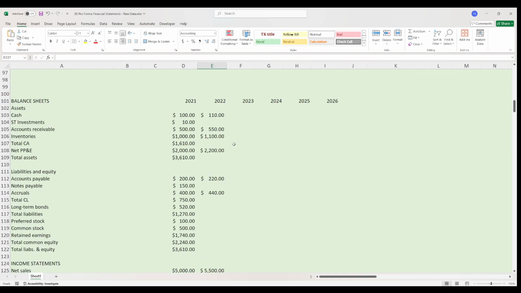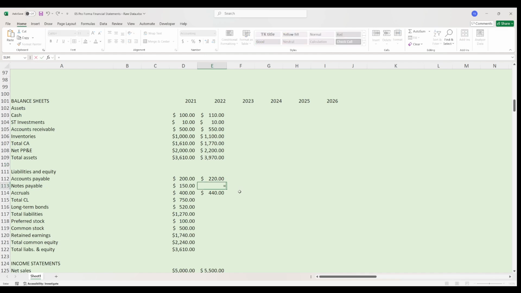Then what we can do is put things together and make some additional assumptions. For example, let's say short-term investment is going to stay at 10. This is what we assumed. Then let's calculate the total current assets. It's essentially just the summation of these. And then the total assets is going to be total current assets plus the net PP&E. So these are the assets, 3970, that's the total.